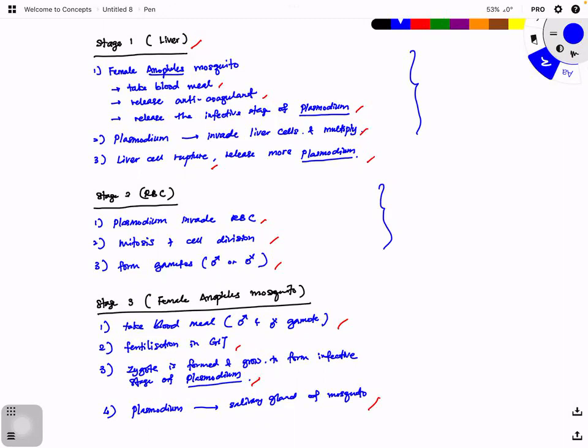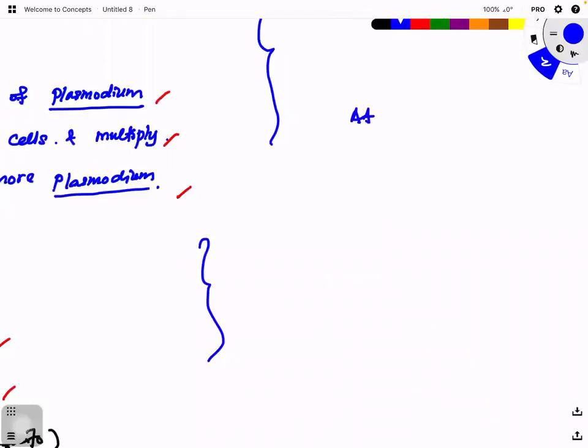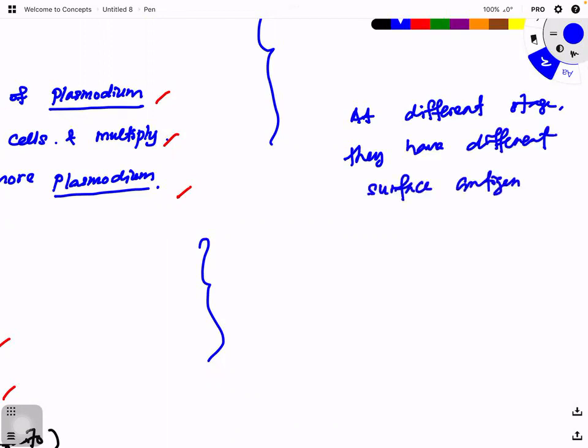But what I want to say here is, because it involves the liver and RBC, it means that at different stages they have different cell surface antigens because they grow through different stages, right? Try to imagine that like humans, you have the baby, then the teenagers, then we grow to the adult, and then we go to the old. Different surface appearance. The same goes for this Plasmodium. They have different stages, so different cell surface antigens, making it difficult for us to develop a vaccine.